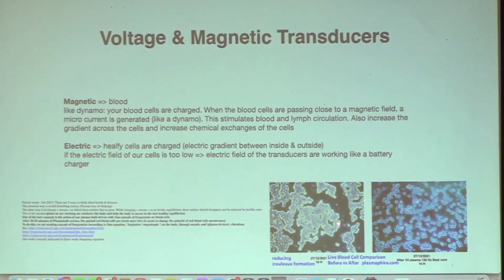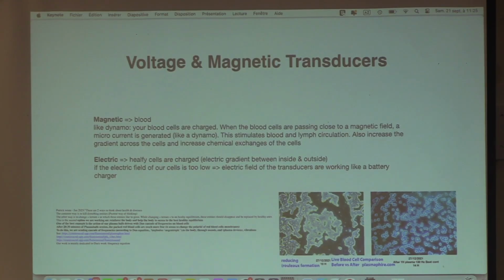Here the blood cells were packed together because the positive voltage on the surface of the blood cells is not enough to repulse each other. And this is good: blood cells which are not packed and not too close to each other. So this is the influence of the electric and magnetic.